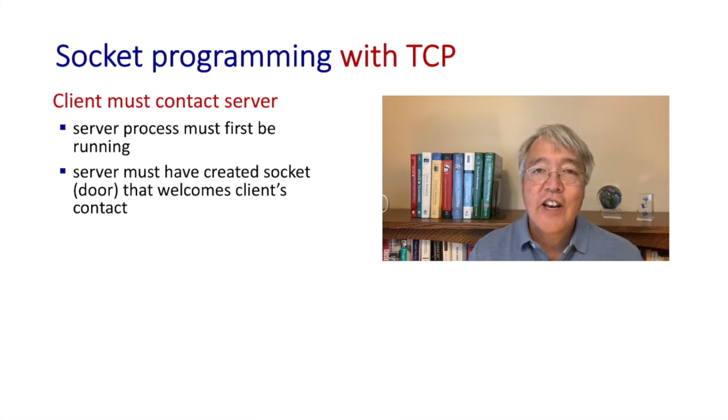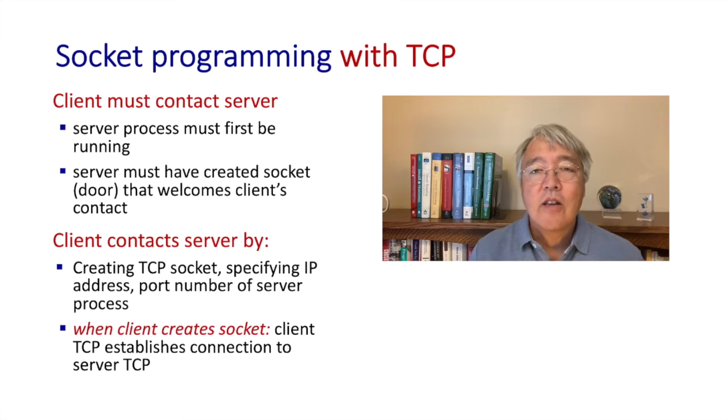TCP sockets are connection oriented, and that means that the client and server are going to have to communicate with each other a little bit before data actually begins to flow. So the client is going to first contact the server. That means the server has to be up and running and has to have already opened a welcoming socket, welcoming the client's contact. On the client side, the client's going to create a socket specifying the server's IP address as well as the server's port number. And when that socket is created, that's when the magic happens. That's when the client process reaches out to the server process at the TCP level to establish that connection.